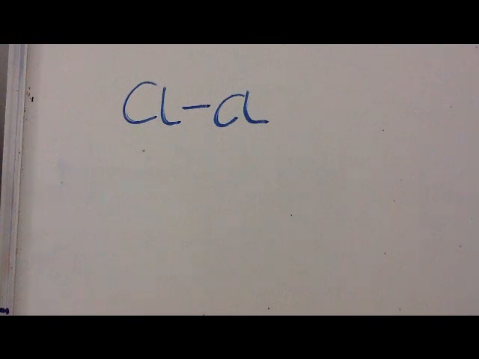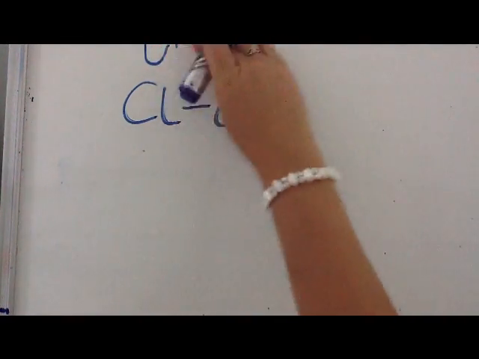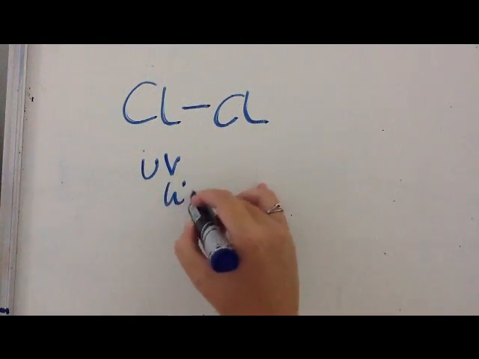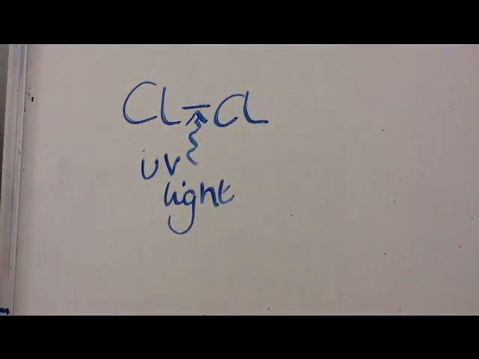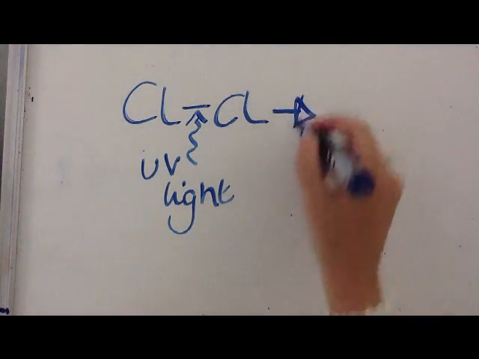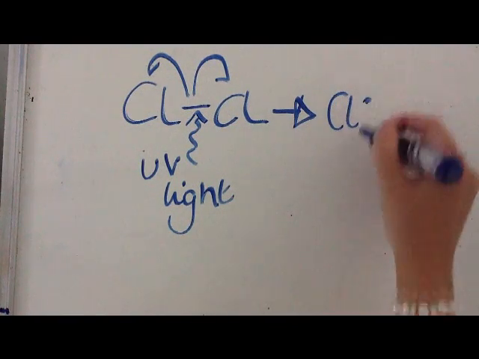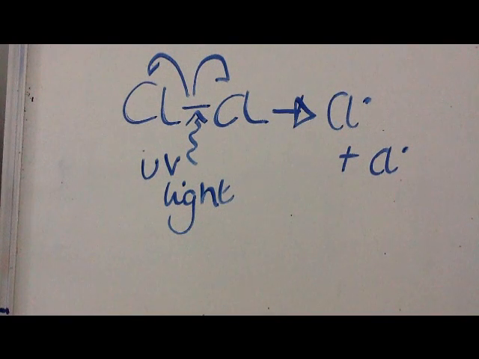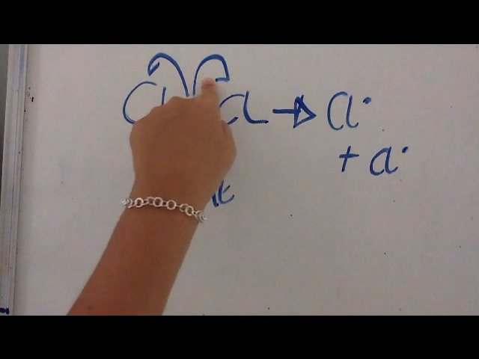What we need to do is make free radicals. So how we do this is we're going to shine some UV light onto our chlorine molecule. And that is going to break it up into two chlorine free radicals. These half arrows show the movement of electrons.